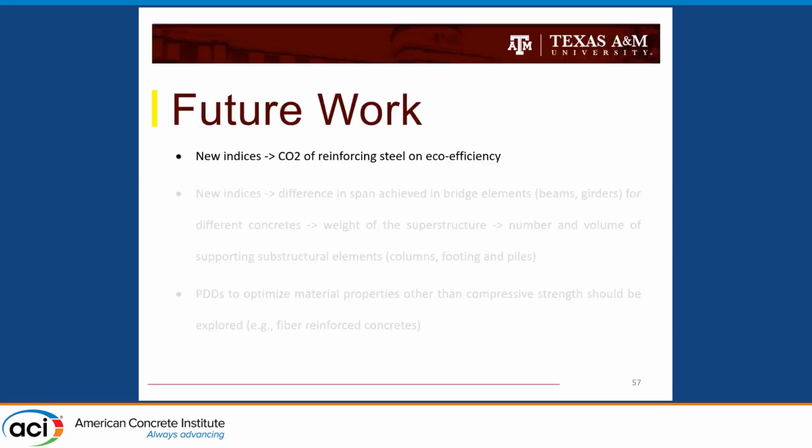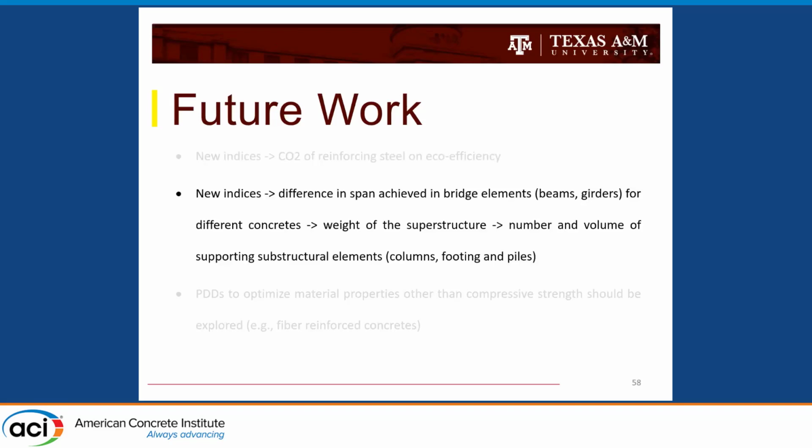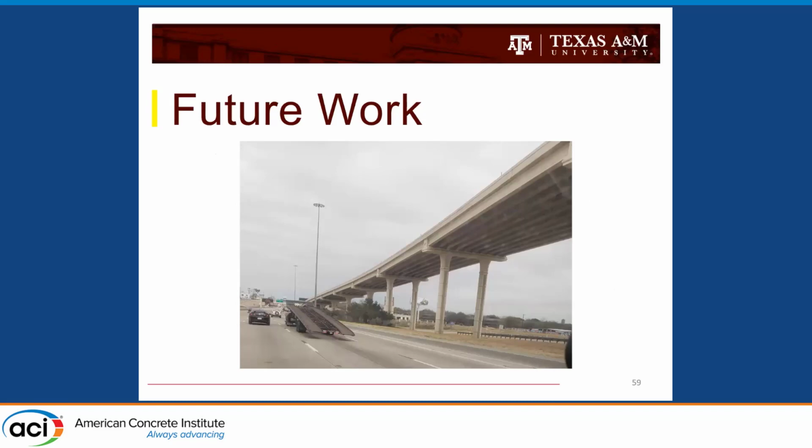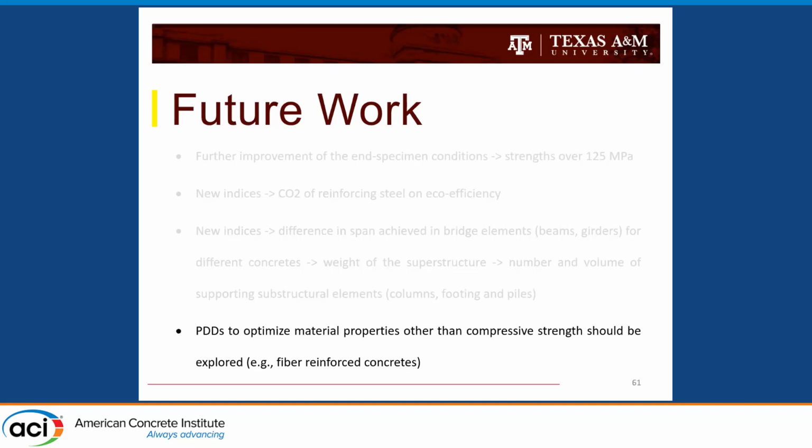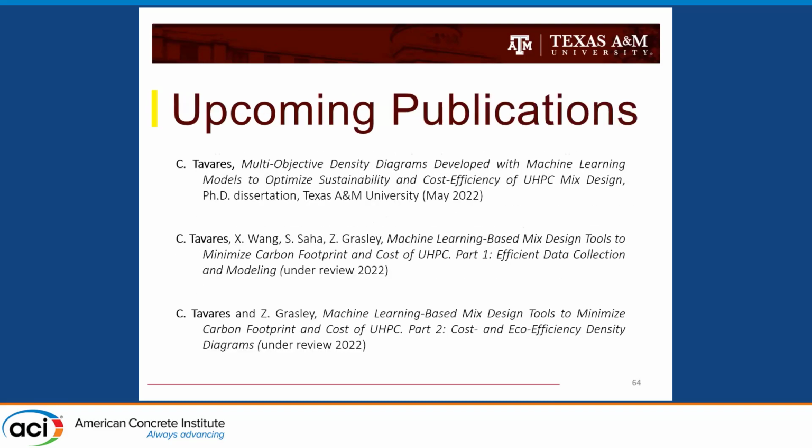So I will not extend too much on future work again: developing new indexes, more focus on the steel now, and probably also looking into indexes that account for the differences that we can achieve in span with UHPC. So in cases like this, for example, we'll be able to reduce a lot of the supporting elements in design, and also optimize other material properties and compressive strength in general.